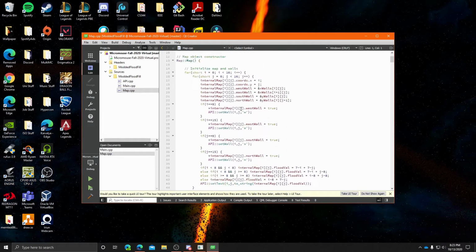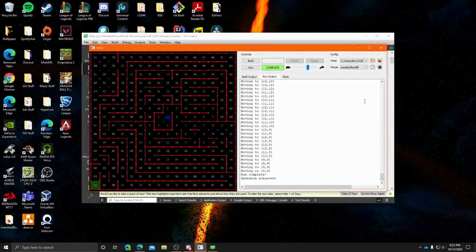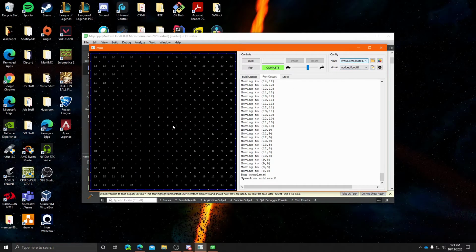Okay, so here when I'm initializing the map and the walls, the walls are initially set to be what you see here on the blank maze. There's walls on the sides.